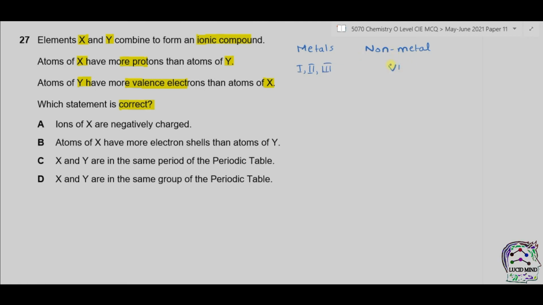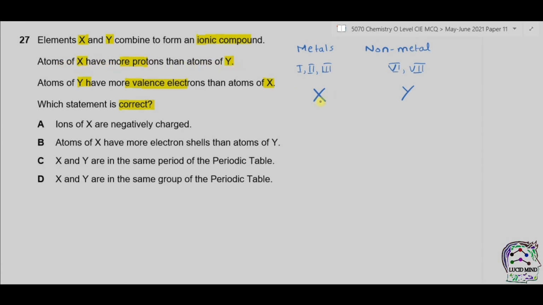Non-metal can be from group 6, 7, which are non-metals. Now in metals, in group 1 we have 1 valence electron, in group 2 we have 2 valence electrons, similarly in group 3 we have 3 valence electrons. It says atoms of Y have more valence electrons than atom of X. It means Y is a non-metal, as it could be from group 6 or group 7, and X is a metal. Now second thing is that atoms of X have more protons than atoms of Y.